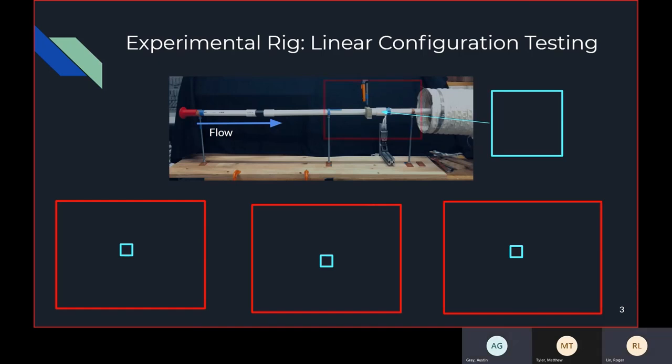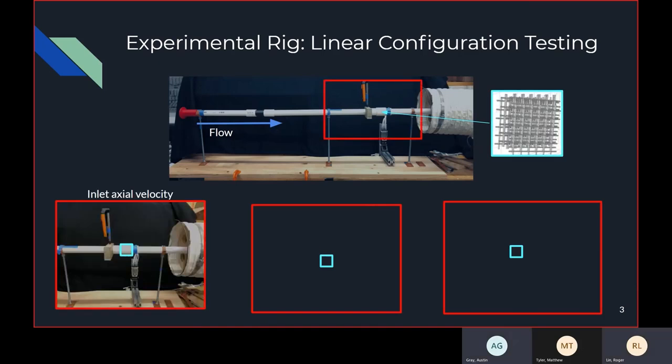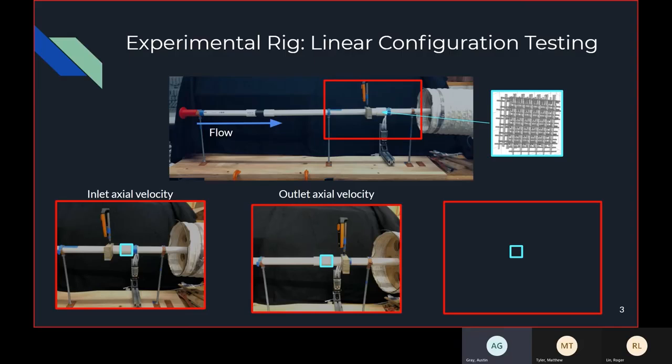Our first primary configuration is the 1D flow configuration. Shown in blue in the top middle picture is where our test section lies. This is where our stack of mesh screen is. Shown in red is a close-up of our testing section.